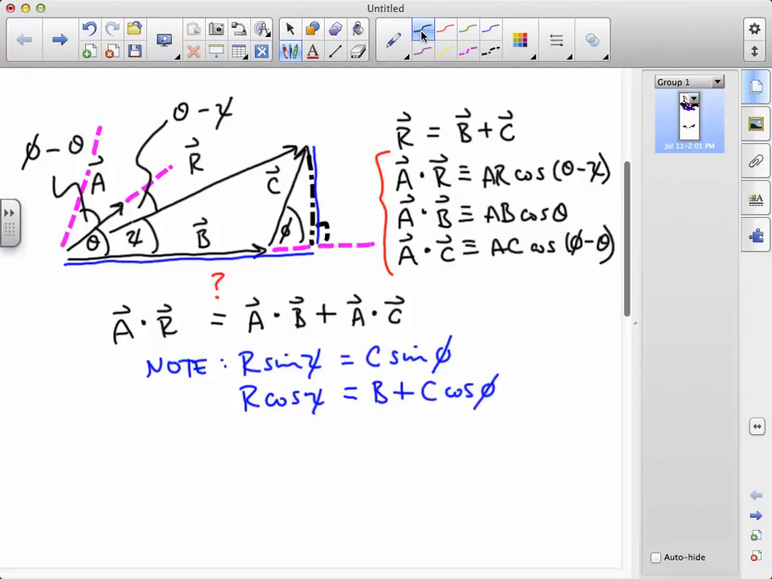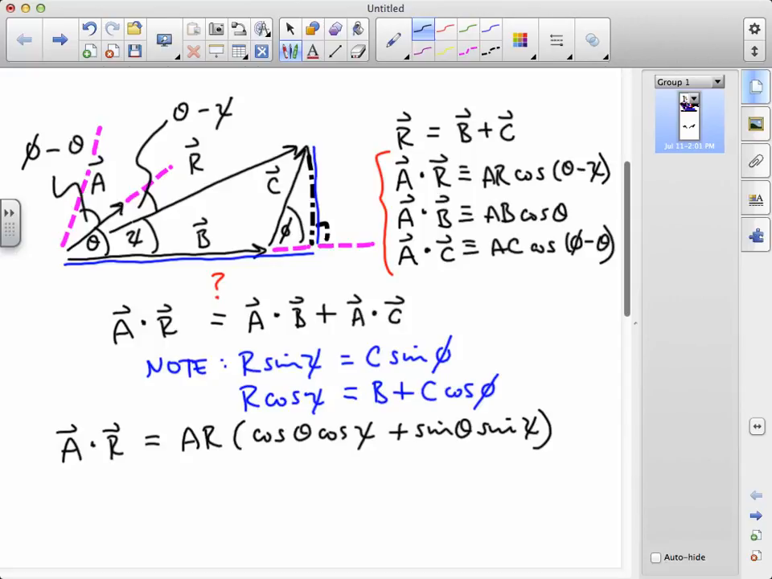So keeping this in mind, we have our definition of A dot R, and we'll use a trigonometric expansion now to represent cosine of quantity theta minus psi in terms of the cosines and the sines of those individual angles. So A dot R is also equal to AR quantity cosine theta cosine psi plus sine theta sine psi.